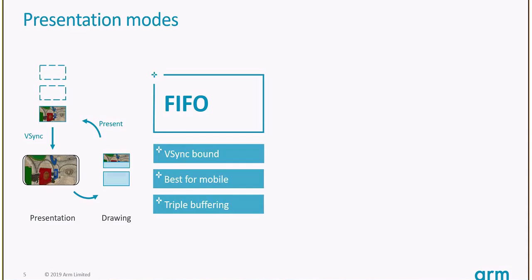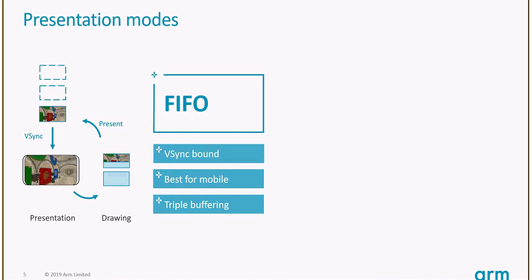There are two main presentation modes relevant for mobile. One of them is FIFO and the other one is Mailbox. I'll go through the pros and cons of choosing each of them so you can see for yourself why one of them is actually more optimal for mobile.